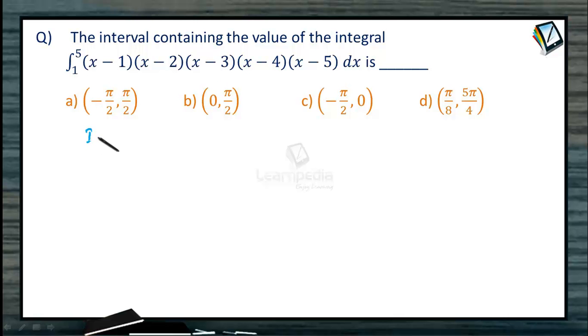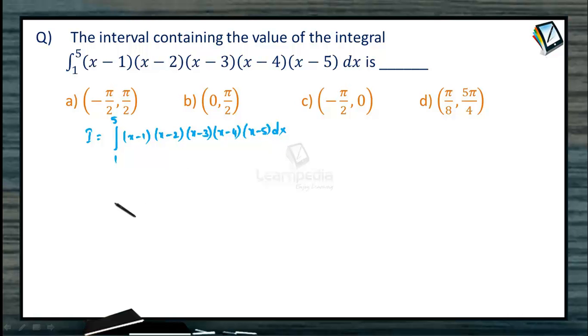value. Let's consider the given integral as I, from 1 to 5 of the product of continuous factors (x minus 1) into (x minus 2) into (x minus 3) into (x minus 4) into (x minus 5) dx, right? Now as you look at from 1 to 5, all the continuous products from x minus 1, x minus 2, x minus 3, 4 and x minus 5 are included in this.